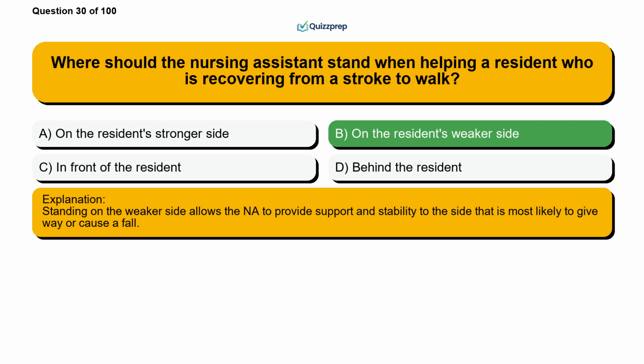Standing on the weaker side allows the NA to provide support and stability to the side that is most likely to give way or cause a fall.